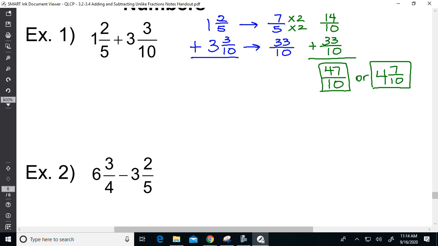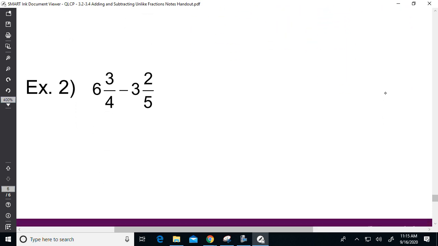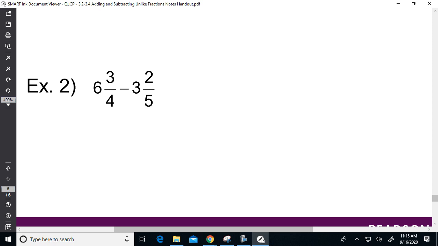Problem 2. Let's do a subtraction problem. Anyone else still need example 1? Anyone still need example 1 before I scroll it up? All right. Example 2. 6 3/4 minus 3 2/5.